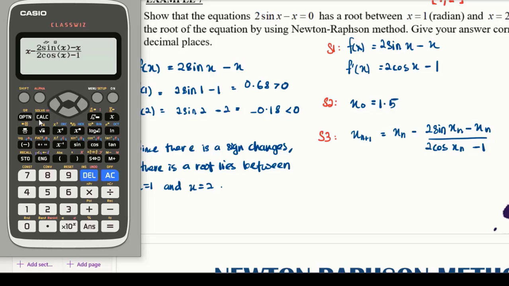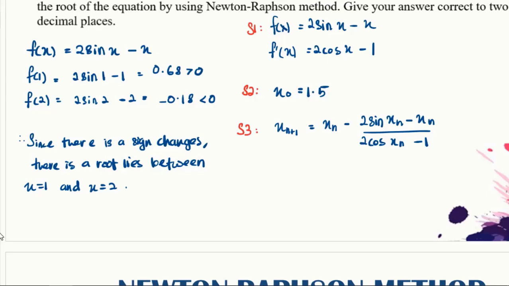Now we have the whole equation. What you need to do is press CALC, calculate. Then you input the value of x naught, which is 1.5. So we input 1.5 here and then press equals. This is our first answer. But remember, from the previous question, we have to show this substitution at least twice. So for the first and the second one, you have to show the formula.